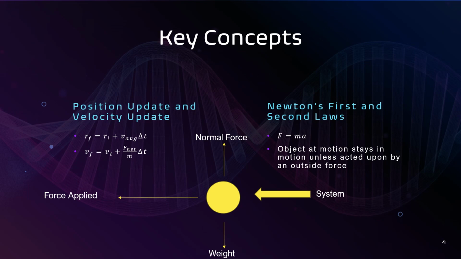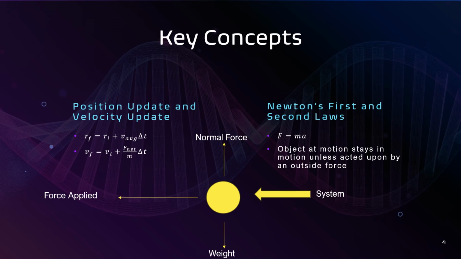The key physics concepts related to this lab are the position update and velocity update, and also Newton's first and second laws. The position update formula says that the final position over a time interval can be obtained by adding average velocity times delta t to the initial position. And then the final velocity can be obtained by adding the initial velocity to F net, which is the net force, over the mass times the delta t, or the change in time.